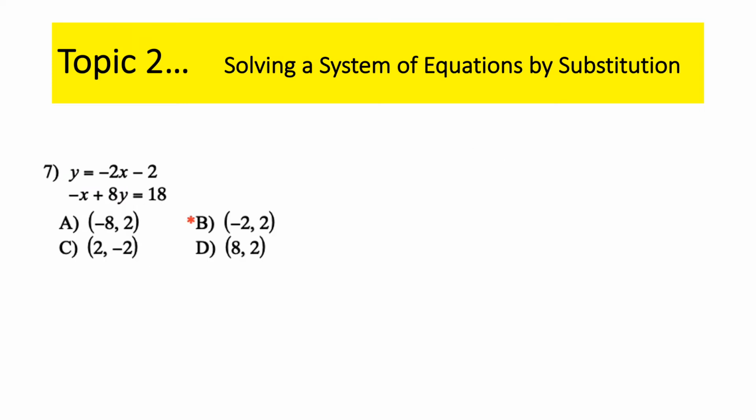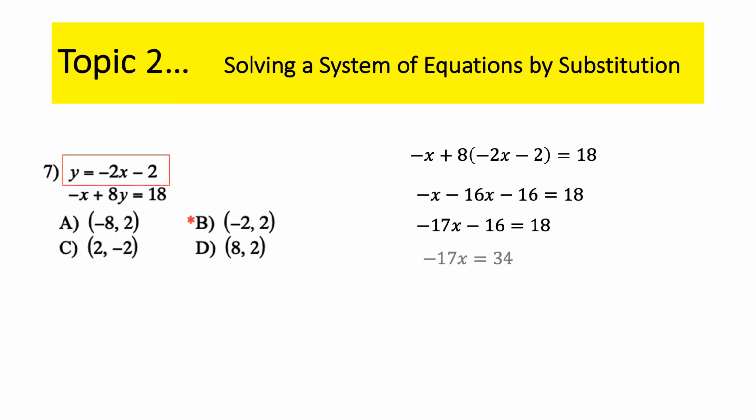Okay, number 7. I said that one of the equations will already be solved for one of the variables. Notice it's already solved for y. I won't be cruel and make you solve for y, because remember we have that third technique, solve by elimination, for those. Okay, so it says y is equal to negative 2x minus 2, so we take the second equation, and where we see the value y, we plug in negative 2x minus 2. A little bit of distributive property, combine like terms, add 16, divide, x equals negative 2.